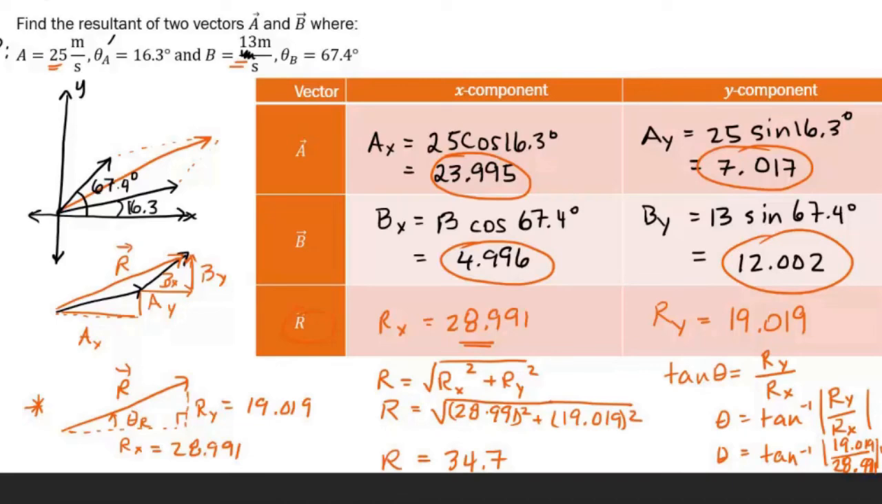So we should summarize this. Therefore, the resultant vector, using the same notation as is given in the question, has a magnitude of 34.7 units. What are our units? They're meters per second. And it's directed at an angle of theta equal to 33.3 degrees.